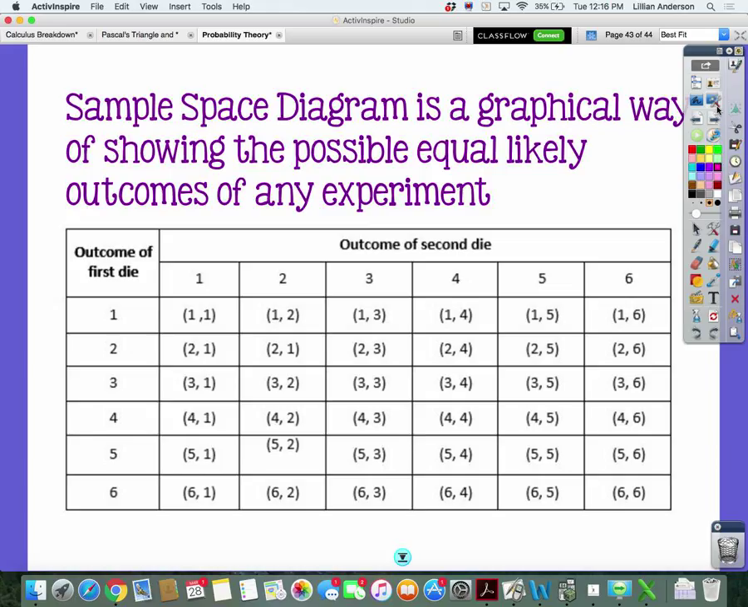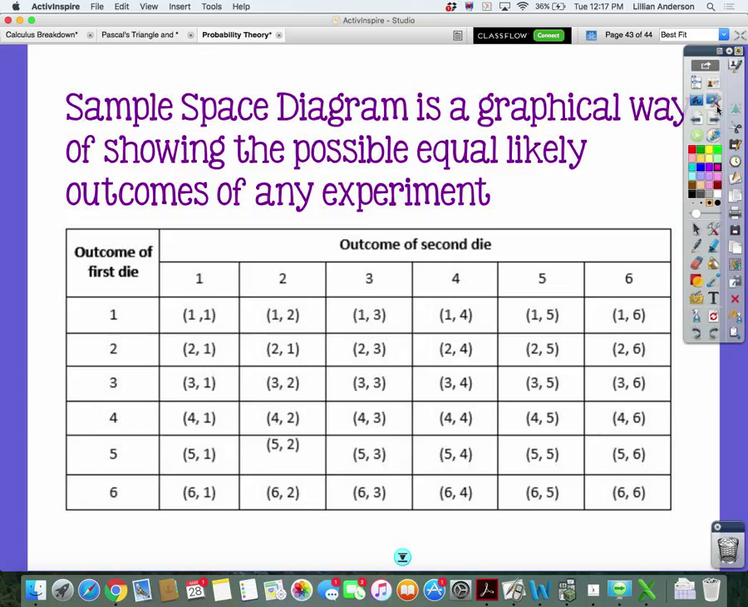So say there's two things happening, you're rolling two dice. You have the outcome of the first die, you have the outcome of the second die, and these are the different combinations that you can have. A sample space could be the numbers actually listed, or it could be dots in their respective places. It's just a visual to help you when you're trying to determine your probabilities.